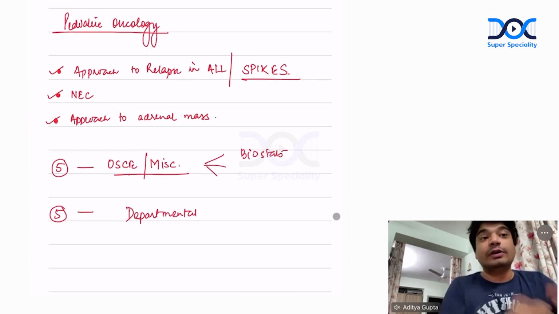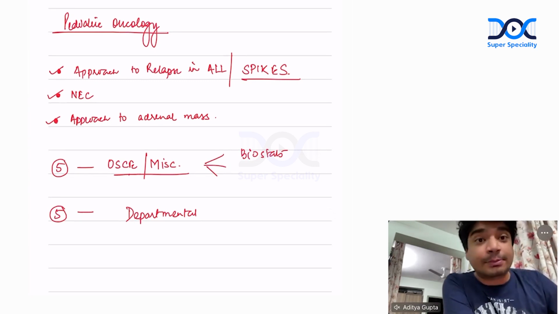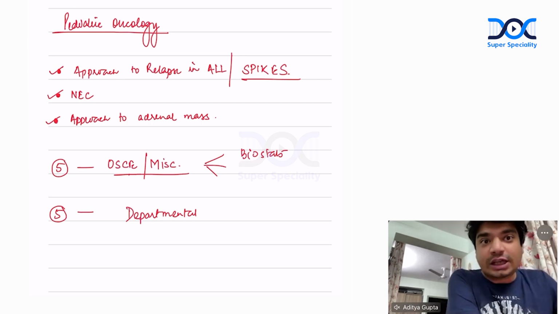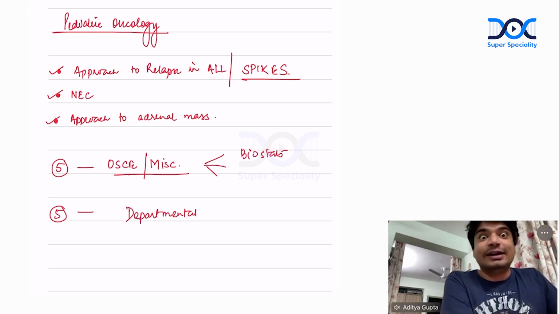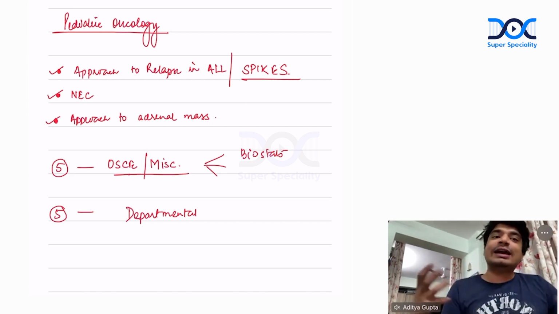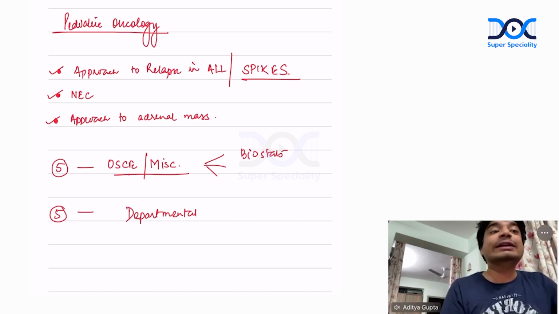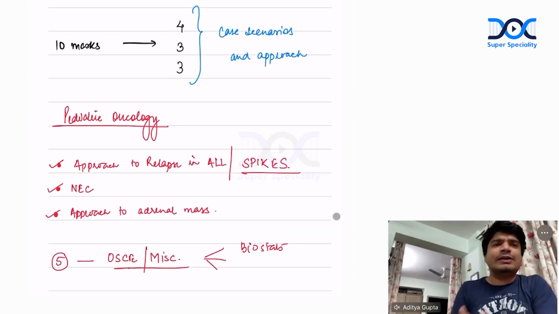So in my case, the 3 case scenarios that I was given were relapse in ALL along with counseling of an oncology patient, because counseling is a very important part as far as any oncology patient is concerned, because you have to counsel them. Getting a diagnosis of cancer is tough, right? I was asked about neutropenic enterocolitis, and I was asked about approach to an adrenal mass. So these were the 3 case scenarios that I was given, broadly covering most things.